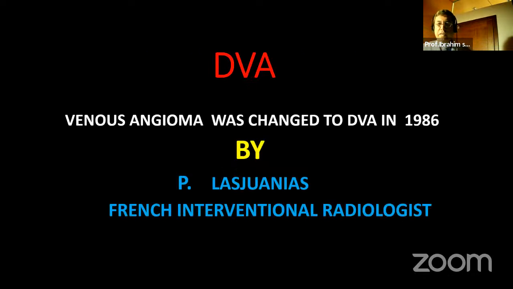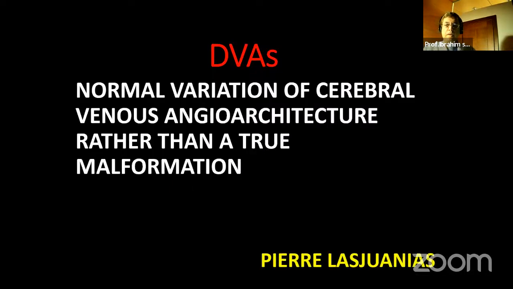This has been changed by Pierre Lasjaunias from France in 1986. He's a French interventional radiologist. I think our friends here in the auditorium know him very well. He stated that DVAs are normal variation. They are not malformation, they are normal variation of the cerebral venous system rather than a true malformation.